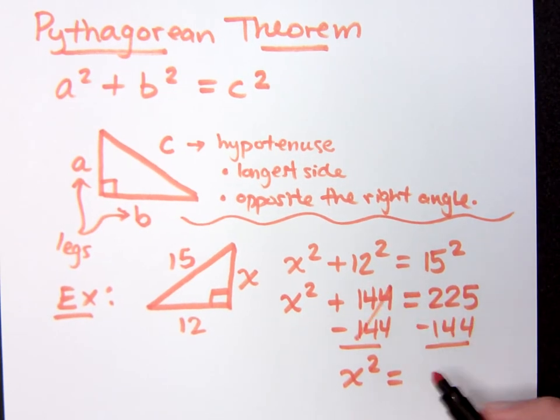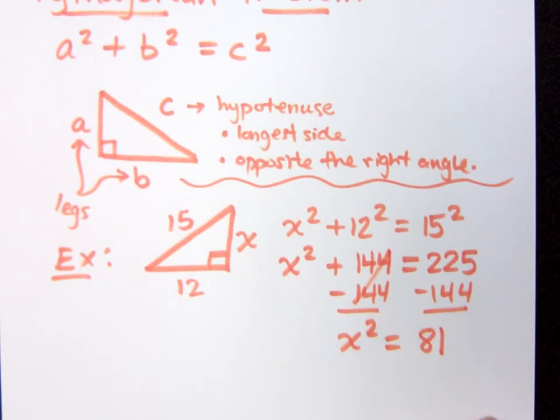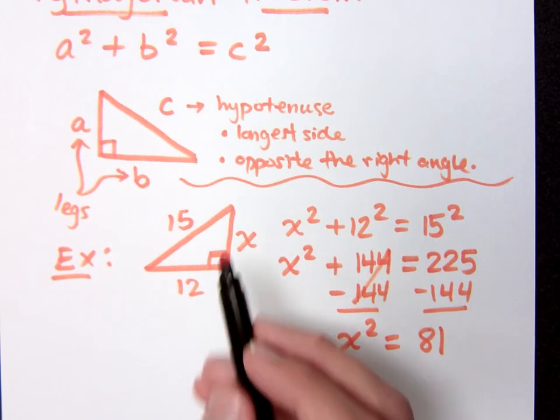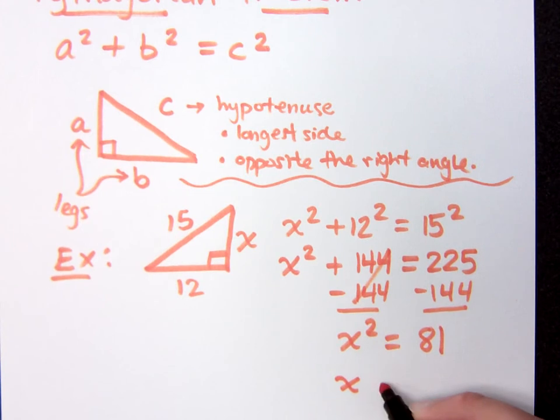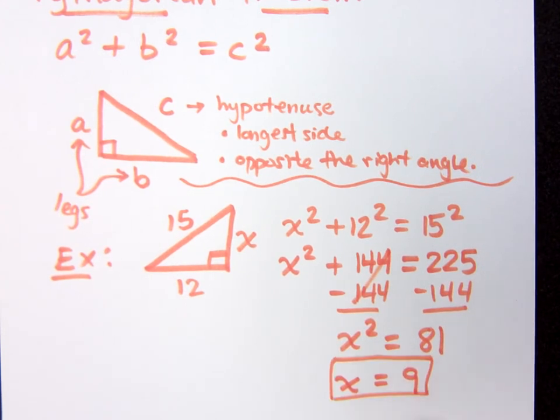It equals 81. Now remember, x is supposed to be a positive number because we're talking about the length of the side of a triangle. So what does x equal here? X equals 9. What do you guys think about that? Is everybody happy? I know I'm happy. Just look at my face. That's a little refresher.